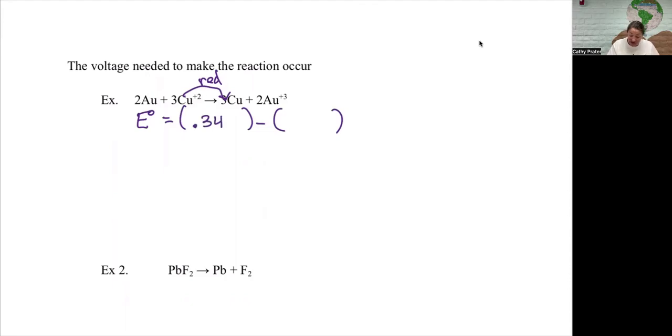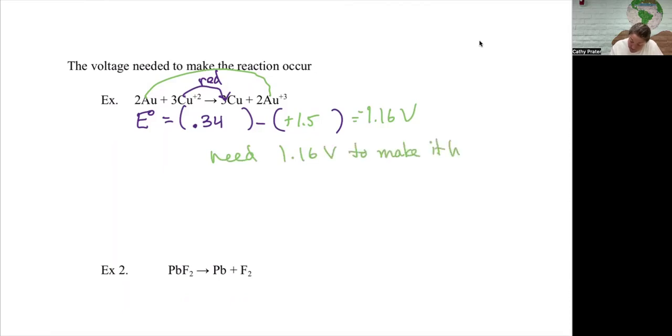My oxidation is going to be the gold to gold plus 3. That reaction's way up high here at positive 1.5. So this would have a standard cell voltage of negative 1.16 volts. So that means we need 1.16 volts to make it happen. Okay, that would be my answer to this part of the problem.